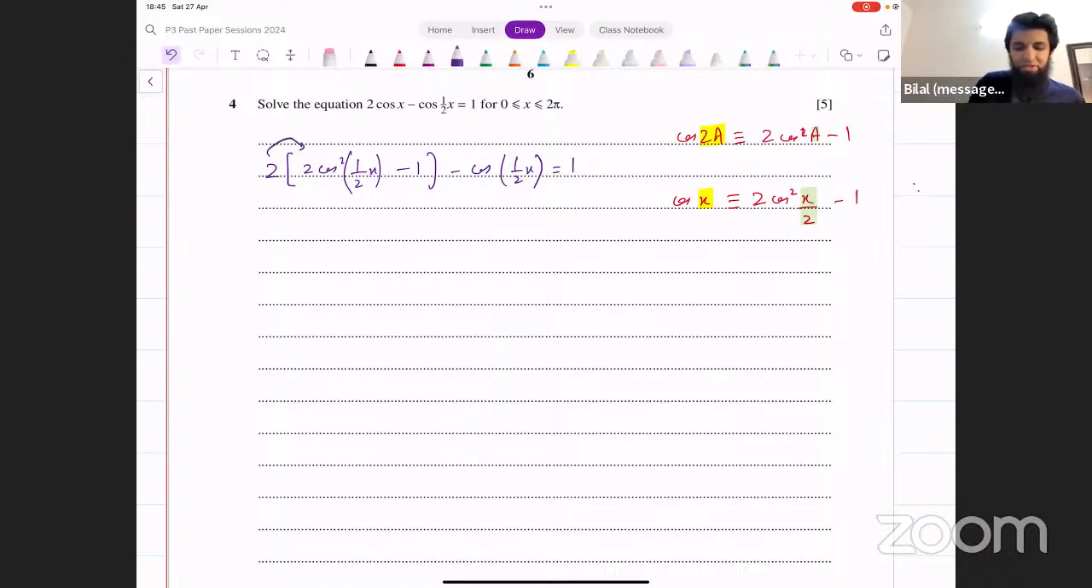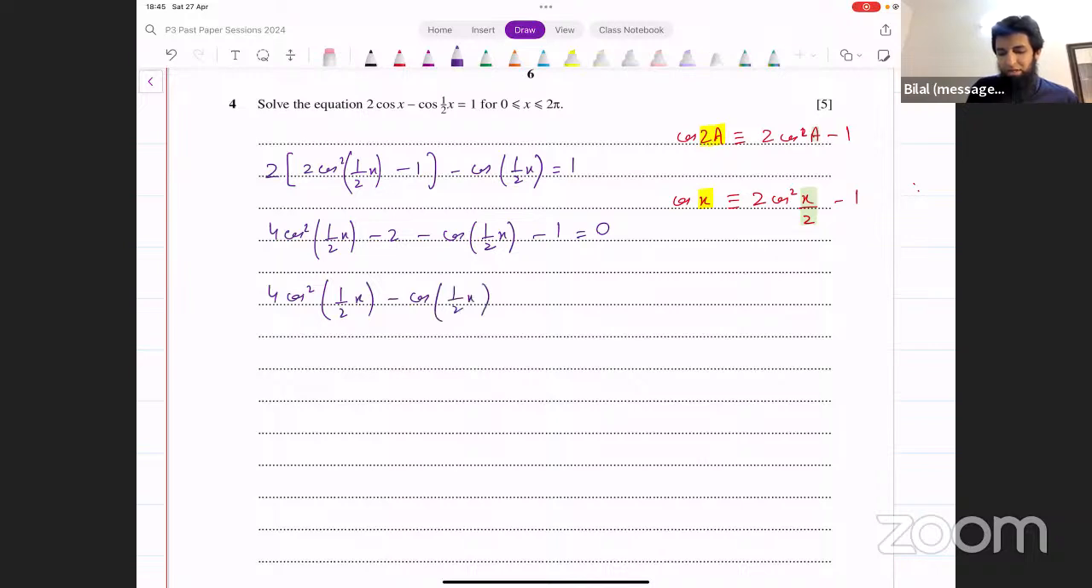And let's multiply 2 inside here. That gives you 4 cos square half x minus 2 minus cos of half x. Let's bring that 1 to the left side as well, and we get minus 1 equals 0 here. Let's simplify this further, and we get a quadratic equation that looks like this: 4 cos square half x minus cos of half x minus 3 equals 0.